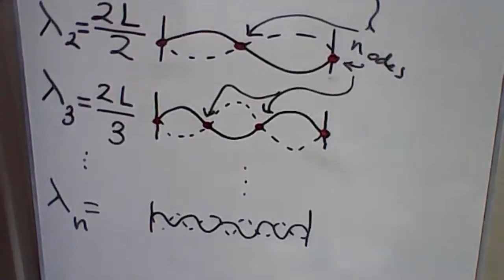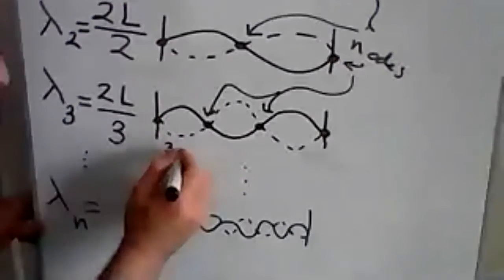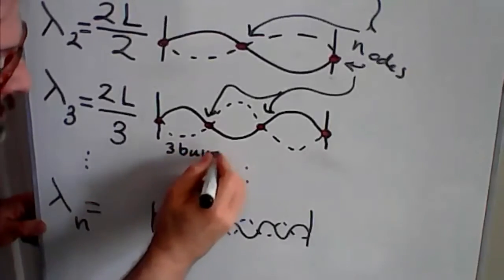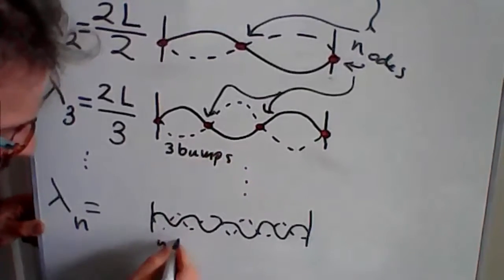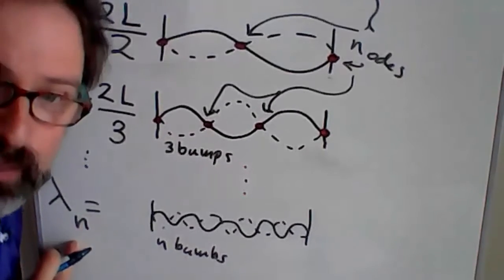So here we have n bumps, right? Here we had 3 bumps. I can even write that under there, 3 bumps. And now let's say we have n bumps. In that case, the wavelength would be, you guys can do this.